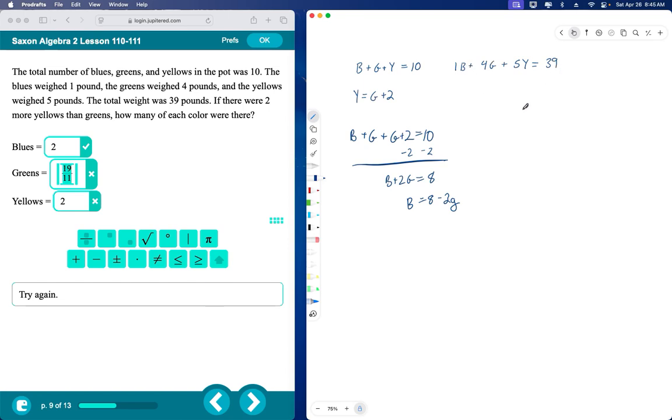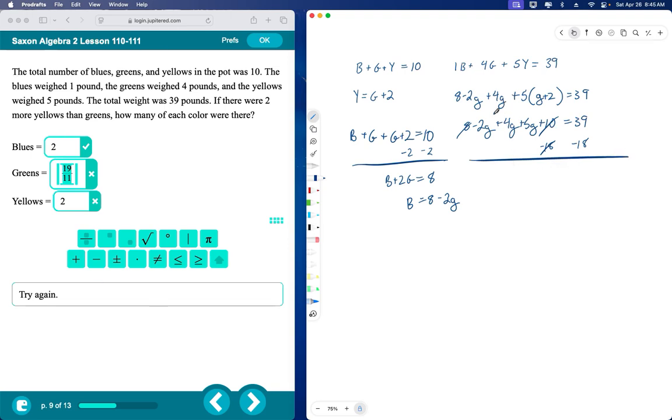So let me go back and redo that. So this is going to be 1 times b. That's going to be 8 minus 2g plus 4g plus 5 times g plus 2 equals 39. Okay, that should solve my problem. 8 minus 2g plus 4g plus 5g plus 10 is equal to 39. Okay, so I've got 8 and 10. That's going to be 18. So I'm going to subtract 18 from both sides. So this cancels.